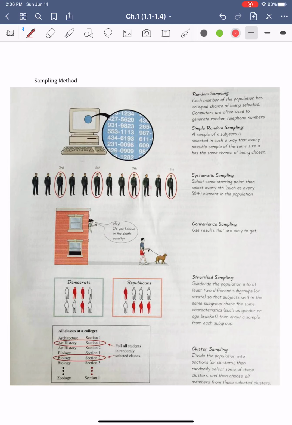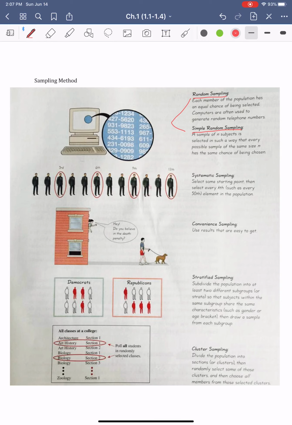Random sampling. Each member of the population has an equal chance of being selected. Computers are often used to generate random telephone numbers. Simple random sampling: a sample of n subjects is selected in such a way that every possible sample of the same size n has the same chance of being chosen. So basically you are picking the sample randomly. You give each person a number and then the computer picks a number, that's your sample. Everyone has an equal chance of getting picked.